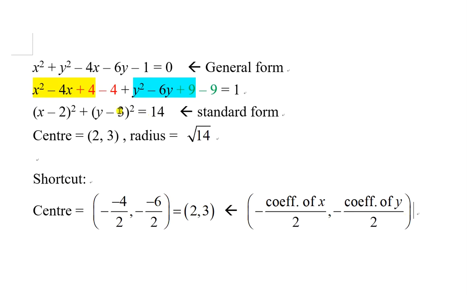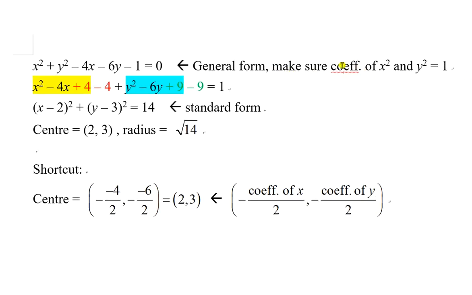But remember, if you want to use this, you need to make sure that the coefficients of x squared and y squared equal 1. That you need to make sure. Sometimes the question will start with 2x squared plus 2y squared something. Then you need to divide the whole equation by 2 to make it 1.